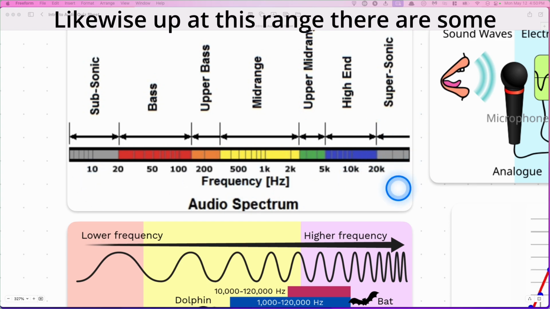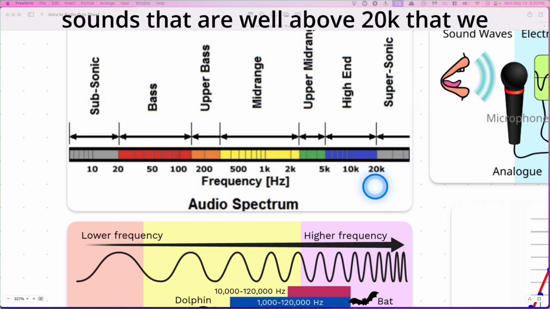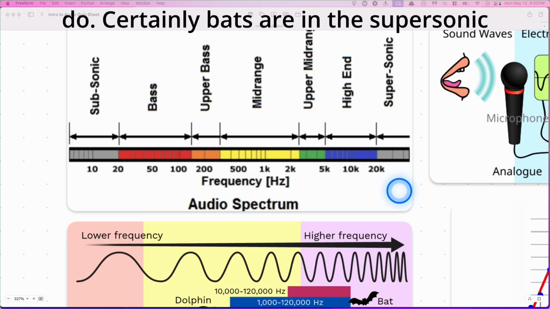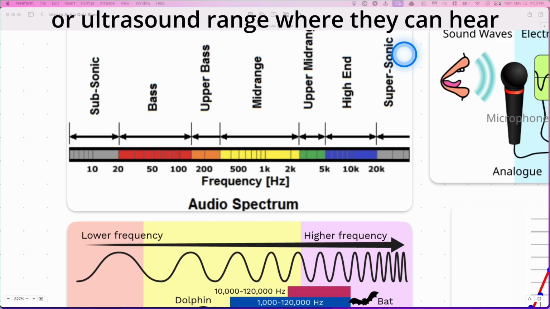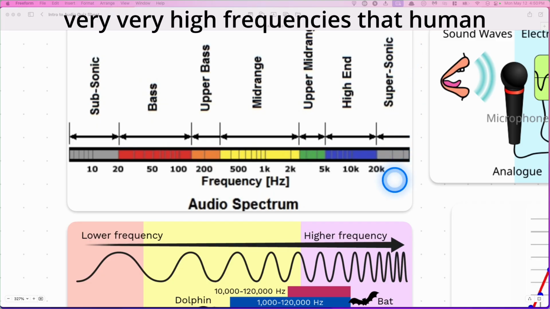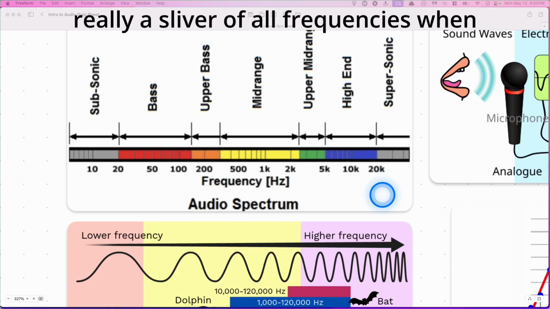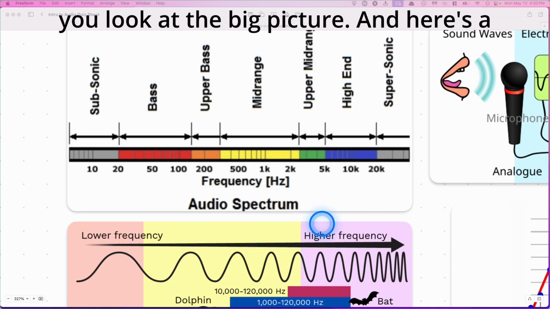Likewise, up at this range, there are some sounds that are well above 20K that we can't hear as humans, but cats and dogs do. Certainly bats are in the supersonic or ultrasound range where they can hear very, very high frequencies that human beings cannot. We're only accessing really a sliver of all frequencies when you look at the big picture.